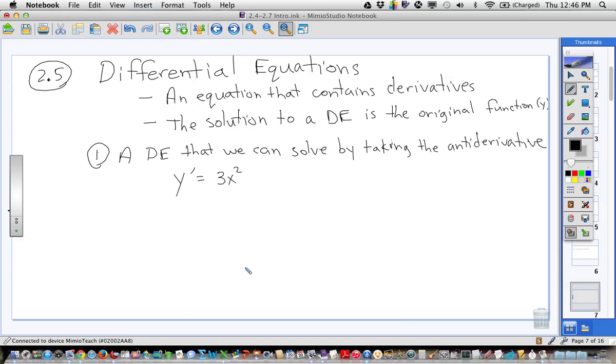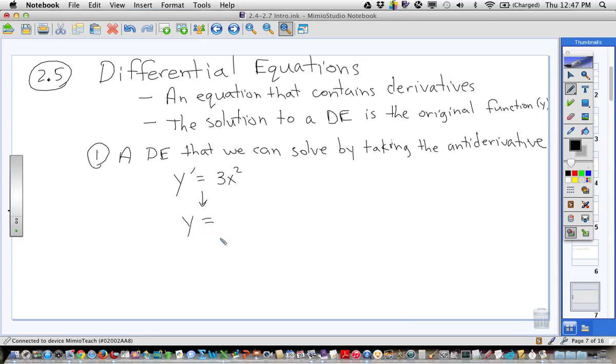Is that a differential equation? Is it an equation? Does it have a derivative in it? It's a differential equation, right? That's what it means. A differential equation is an equation that has a derivative in it. It's got a derivative, it's got an equal sign in it. The solution to that is the original function y. So the solution to this is what y is.